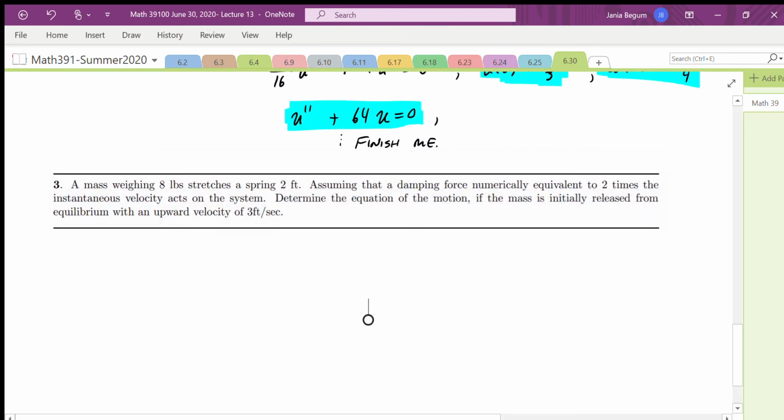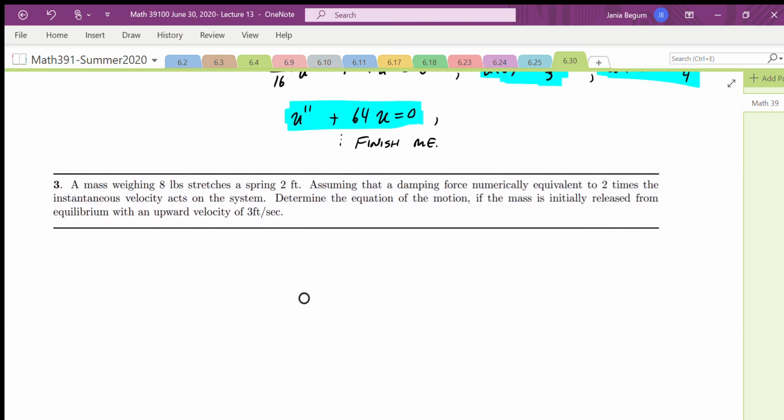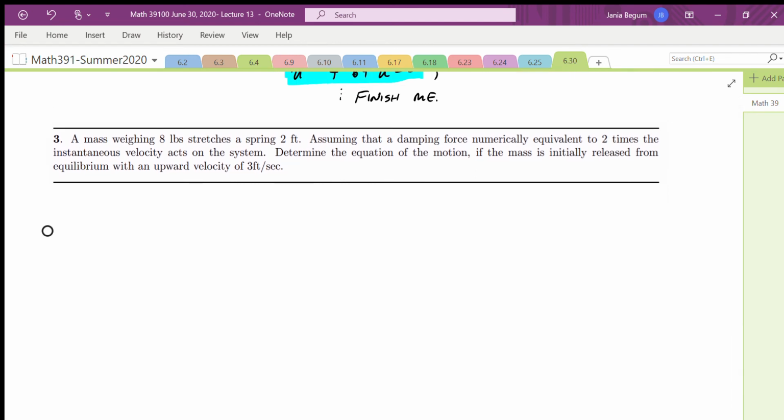Okay, so moving on to number 3, if there are no more questions. Again, I'll give you a few seconds to read this, and then we'll start.